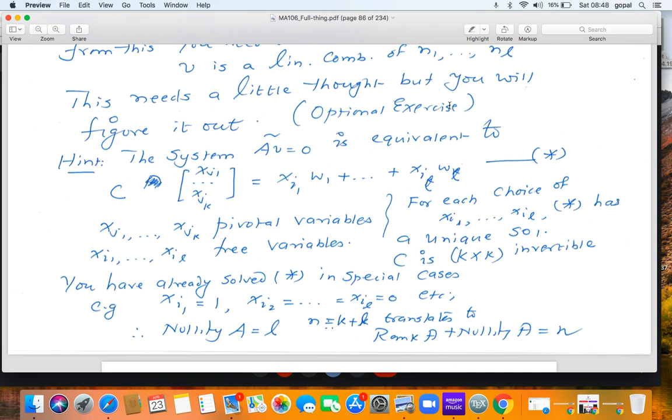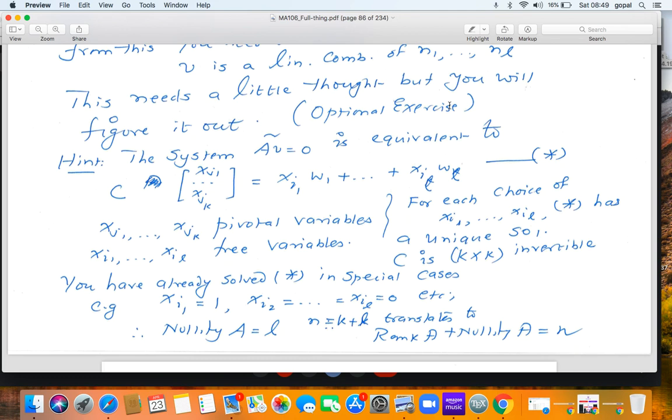Once I push the free variables to the right hand side, the non-free variables xj1, xj2, ..., xjk, there are only k such variables, and I form a column, and the resulting system can be written as C times (xj1, xj2, ..., xjk) equal to xi1 w1 plus ... plus xil wl, equation star. So the system A tilde v equal to 0 is completely equal to star.